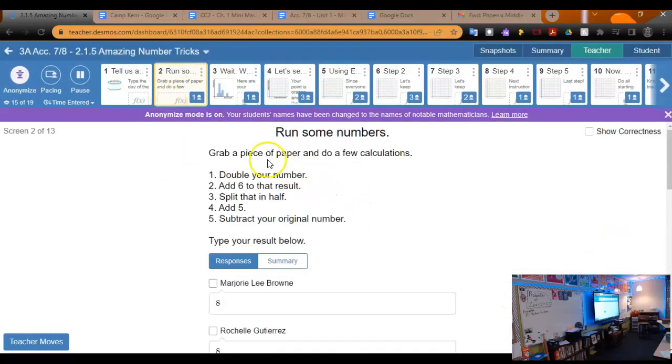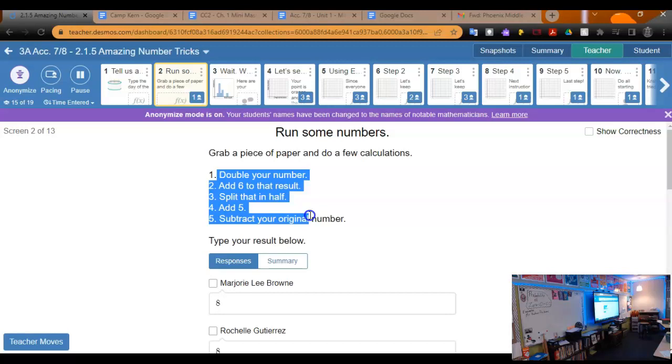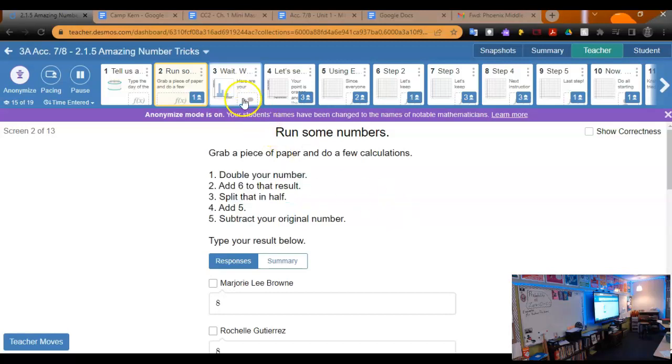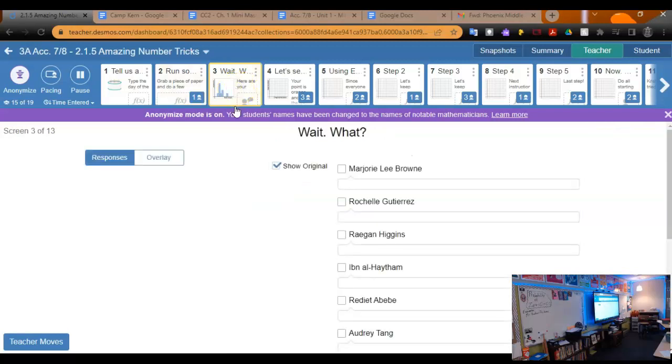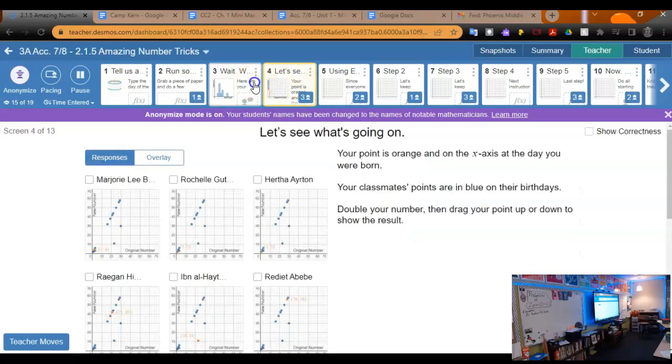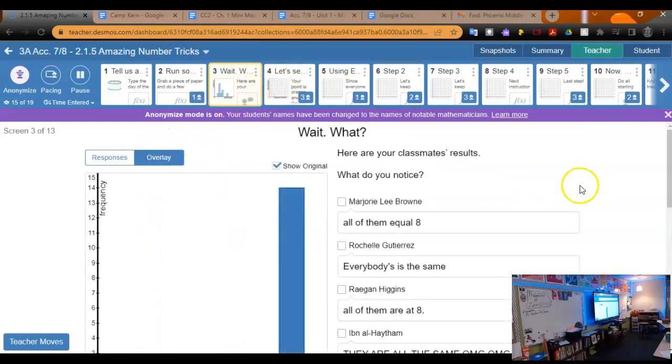So even though we all started with different numbers, we then had all the same directions, right? Everyone had the double, add 6, split, add 5, subtract original. And then things got weird.